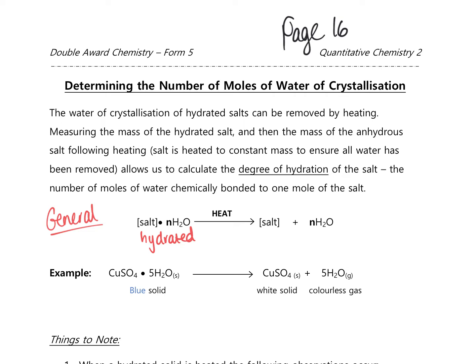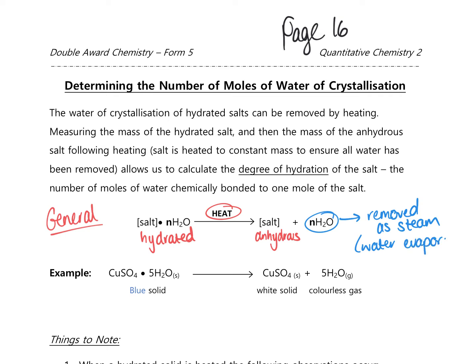So if we take our hydrated salt and we heat that, we will change to the anhydrous salt. So we will essentially remove the water, and that water is then going to be removed as steam, because when we heat the hydrated salt, the water will evaporate. Okay, and we're left with the anhydrous salt, which will often be like a white powder, and the water will have been removed.